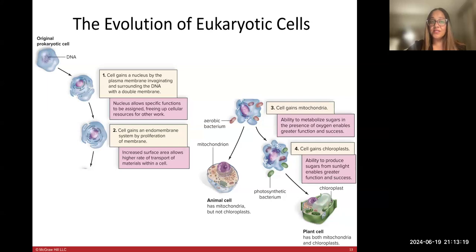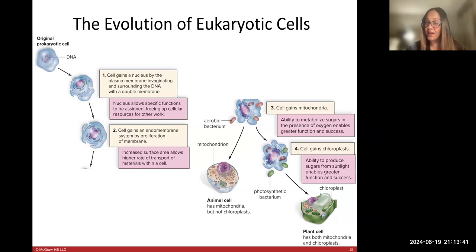So cells gain a nucleus by the plasma membrane invaginating, which just means making a little pocket surrounding the DNA with their double membrane. The nucleus allows specific functions to be assigned, freeing up cellular resources for other work. Cells gain an endomembrane system by proliferation of a membrane. The increased surface area allows the higher rate of transport of materials within cells.